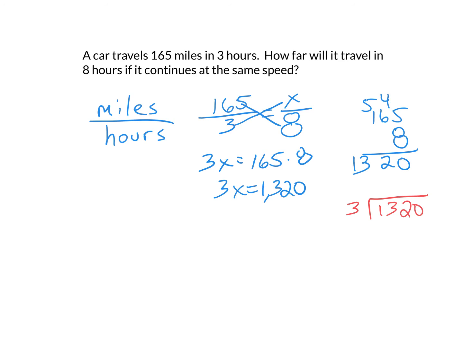Let me do that here for a moment. 1,320 divided by 3. 3 goes into 13 4 times. I get 12. Subtract, I get 1, bring down the 2. 3 goes into 12 another 4 times. 3 times 4 is 12. Subtract, I get 0, bring down the 0. And 3 goes into 0 0 times, I should say. So I have a final answer: x is equal to 440. So the car can travel 440 miles during that time.